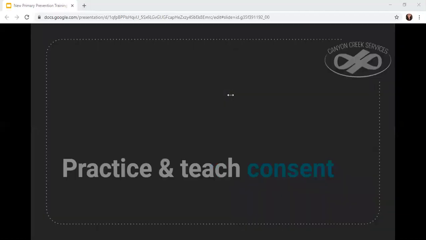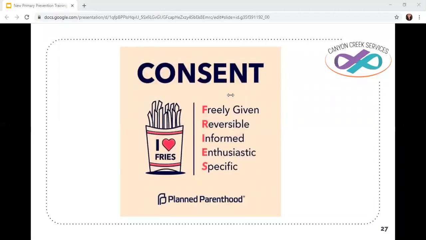Practice and teach consent. This awesome resource explains consent with the FRIES acronym because everybody loves fries. Consent is freely given, meaning that there is no force, fraud, or coercion. It is reversible, meaning that the individual can change their mind at any time. It is informed, meaning that people know what they're getting into. It's enthusiastic, meaning that the individual should be excited and enthusiastic when consenting. Specific, meaning it's ongoing for every step.